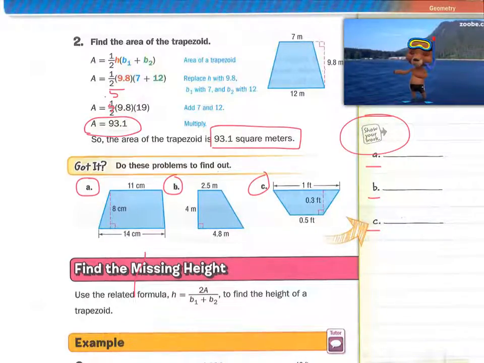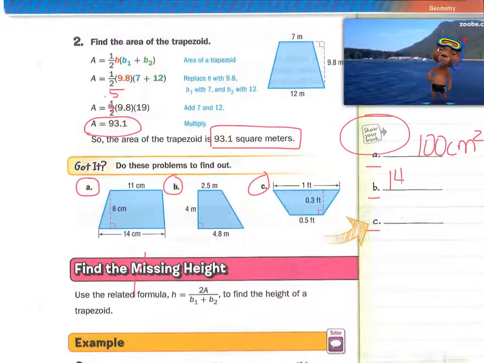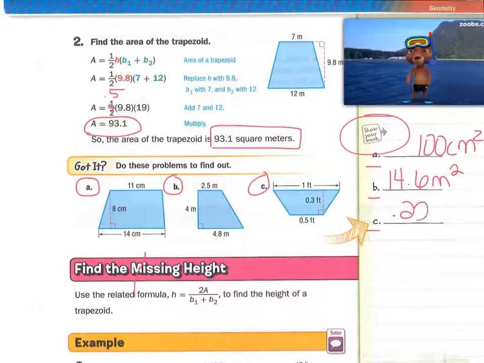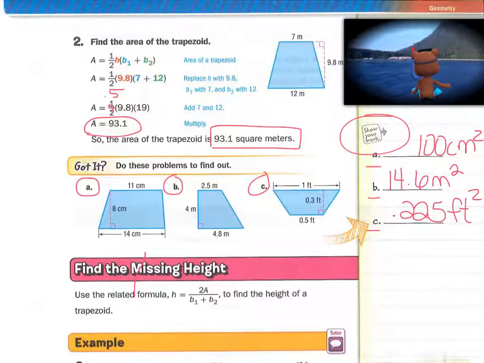You should have gotten the following answers if you listened really carefully and calculated successfully with the order of operations. For number 1, you should have 100 centimeters squared. For number 2, you should have 14.6 meters squared. And for number 3, you should have 0.225 feet squared. I hope you got them all right. What you might have done incorrectly.